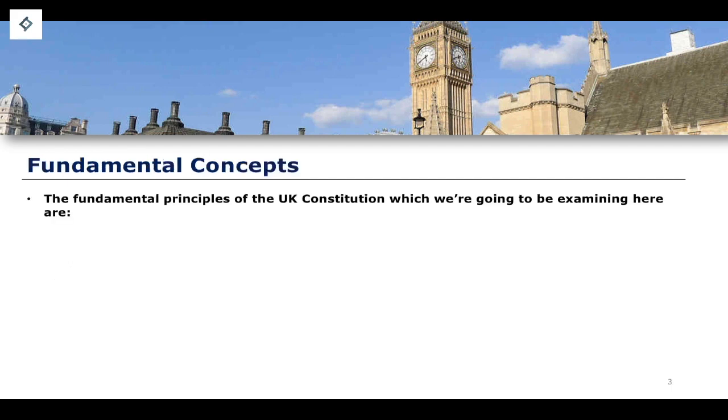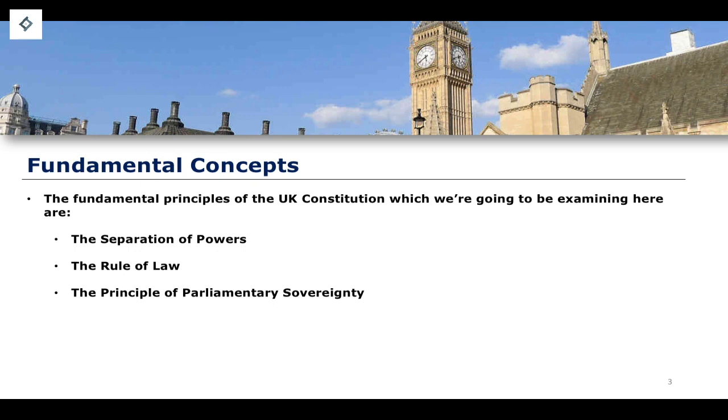So, the fundamental principles of the UK Constitution are as follows. If we were to just list them out, we'd be talking about the idea of the separation of powers, the concept of the rule of law, and the concept of parliamentary sovereignty. Those are arguably the three most important fundamental principles of the UK Constitution.